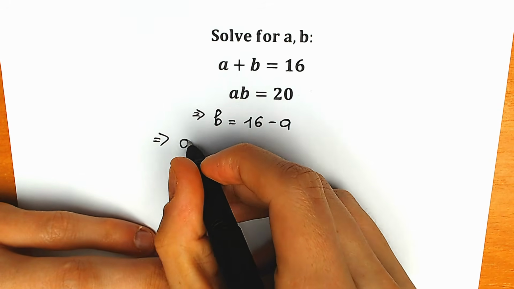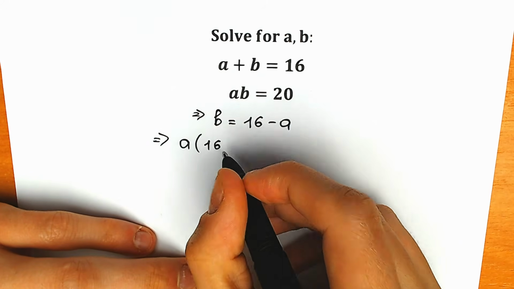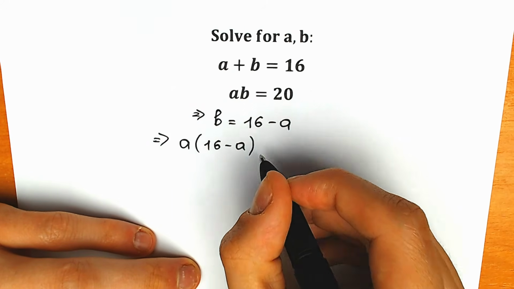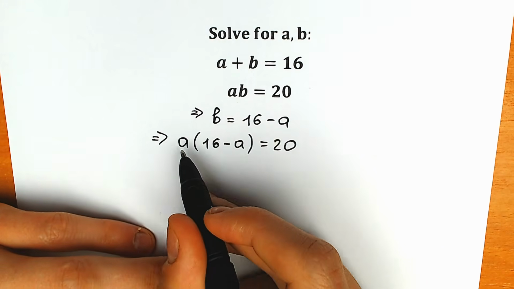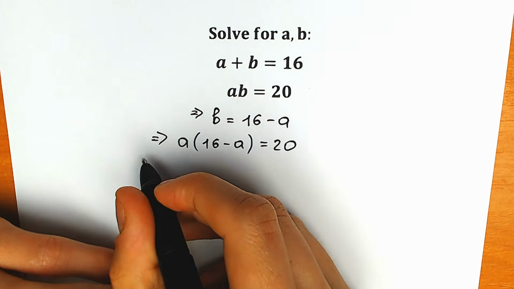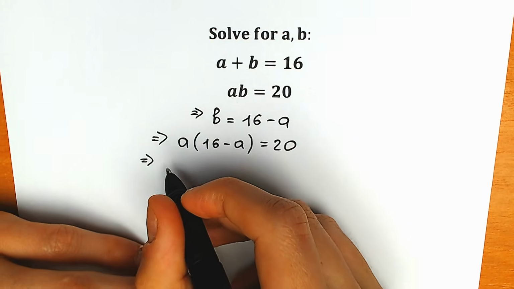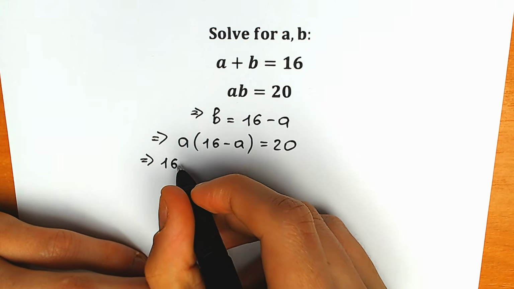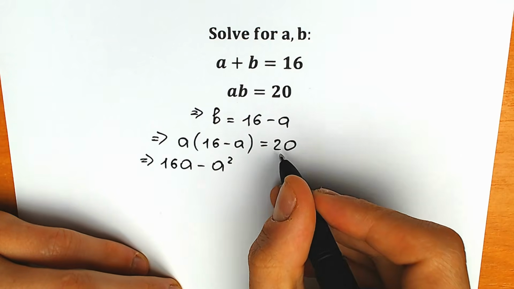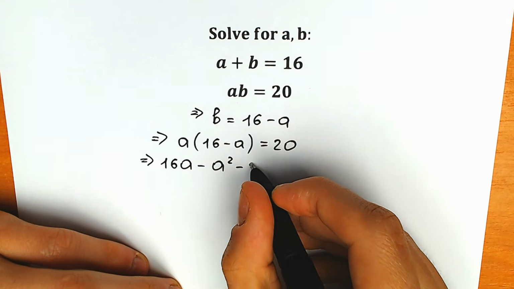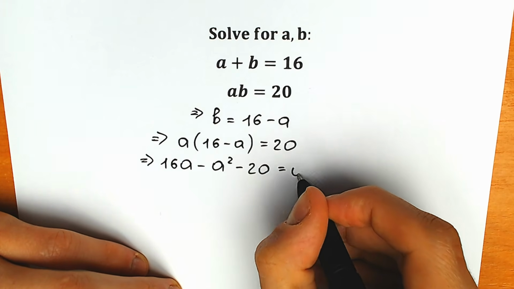So we have a times (16 minus a) equals 20. Right now, let's simplify it. We have only one variable, only a, so it's really good. Let's multiply this a by the parenthesis. So we have 16a minus a squared, and let's write this 20 on the left side. So we have minus 20 equals 0.